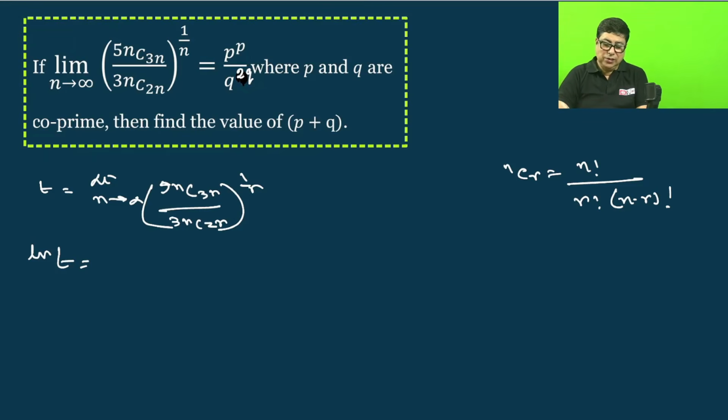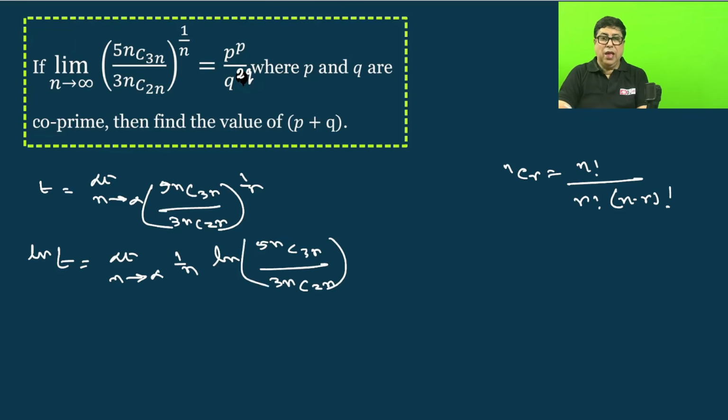The first process is the normal way we are doing: I can write ln t equal to the limit as n tends to infinity of 1 by n times ln of (5n C 3n by 3n C 2n). So this is the way, and I am calculating this portion outside.